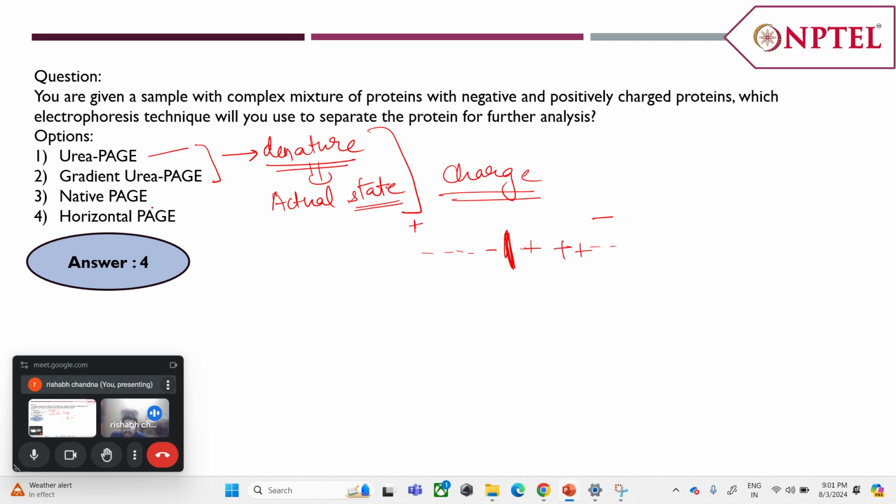Okay, in case of native PAGE, it separates the protein on the basis of molecular weight as well as charge. But here our motive is only charge, not the molecular weight. That's why we are using the horizontal PAGE, because in that case the molecular weight component will be sidelined. Okay, is this clear?